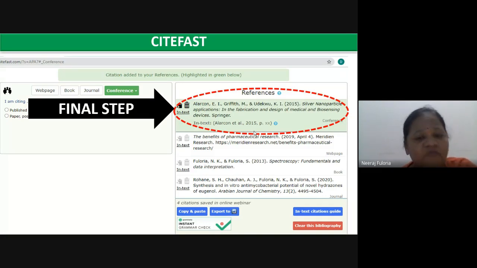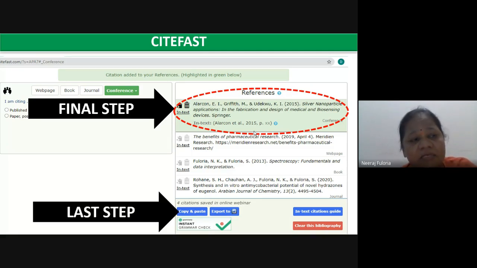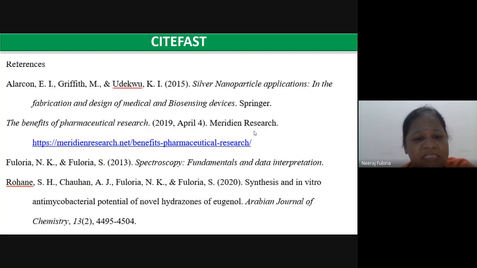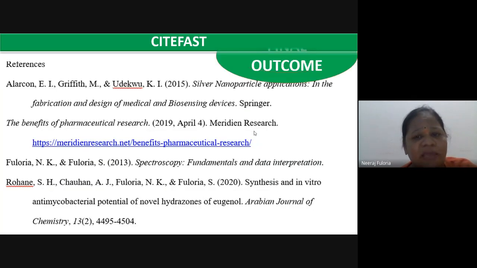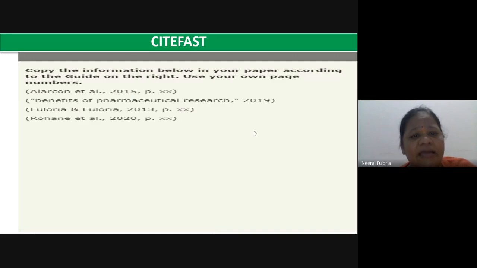So you can see this is the final step here, where I generated the reference for conference also, for books also, for website also, and for book also. Okay, so you can see everything I saved, because I already prepared one online webinar and referencing folder, and in that particular folder everything is saved. Now this I can copy and paste, or I can export in a Word file. So whenever you want, you can generate and export in a Word file. So you can see this is the image of the Word file.